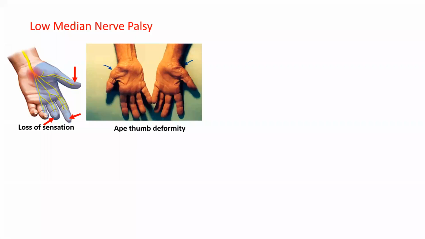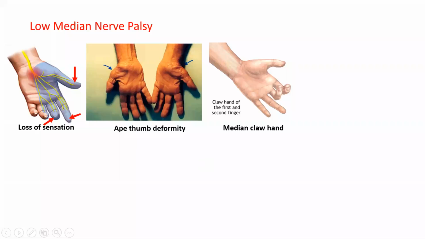an evolutionary development in humans, because we use the thumb for many other purposes. That's the reason for our intelligence as well, right? So the apes that don't use the thumb maximally have this flattening of the thenar eminence. This is called ape thumb deformity. And the median claw hand.